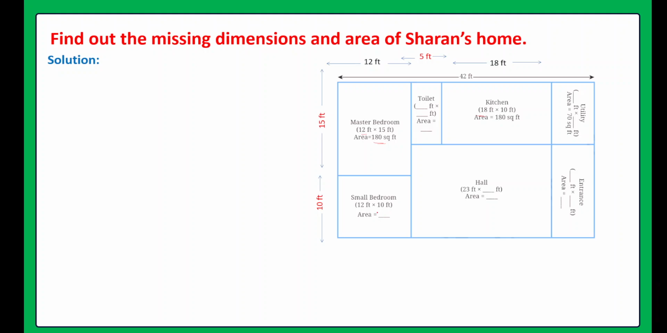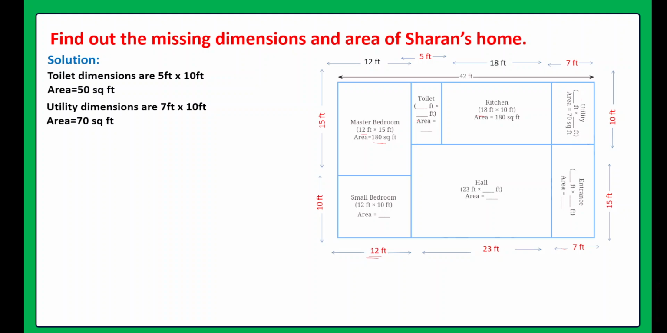Therefore area for this will be 12 feet by 10 feet, 120. This length is 12 feet. This hall dimension is 23 feet and the utility here is the same, 10 feet. And entrance, this length is 7 feet and width is 15 feet. Therefore toilet dimensions here are 5 feet by 10 feet, because here we are considering this as 70. 70 can be written as 7 into 10. The same dimensions we have here for the width. Therefore 5 feet by 10 feet, area is equal to 50 square feet.